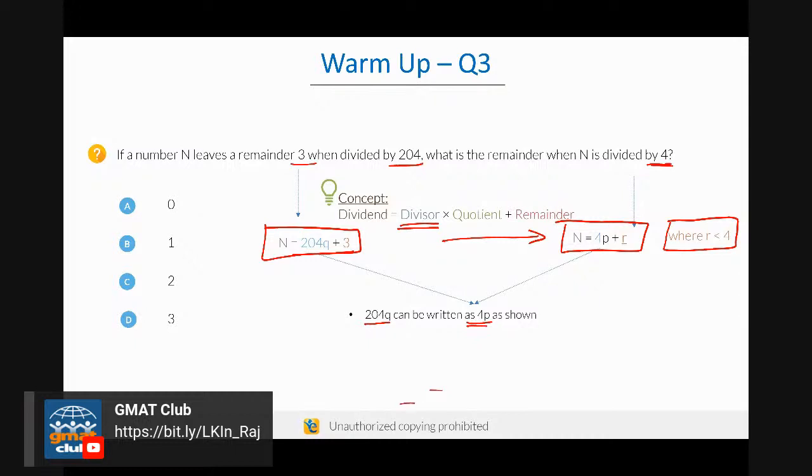To do that, we write 204q as 4 times 51q, which means that we express 204q in the form of 4p. And when we do that, we get the remainder as 3, which is choice D, your correct answer. Okay, with that, let's get to the next one. Pretty much most of you got it right.